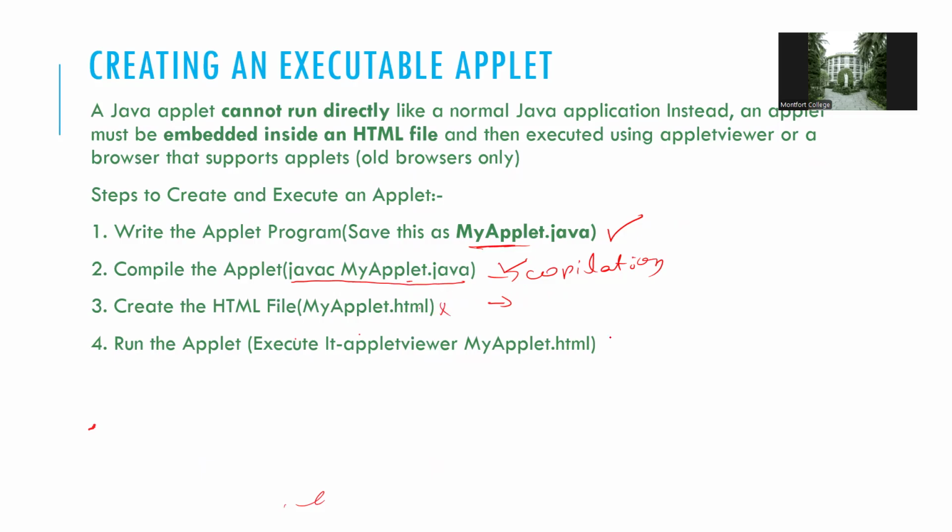Okay. Then run the applet. What do we have to do to run it? Use appletviewer, space, program name dot HTML. You can give that in this case, but in this case we have to give Java only. Okay, all right.